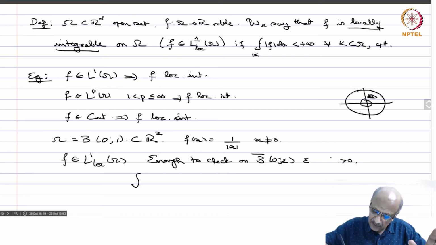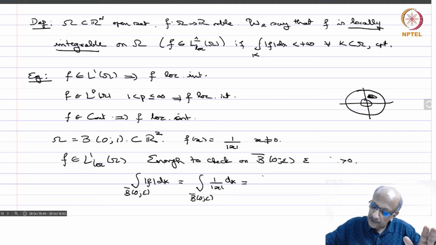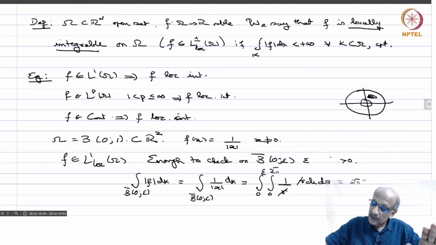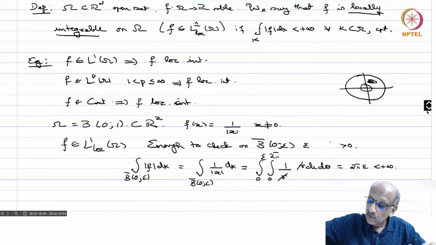So let us integrate this. The integral over B closure (0, epsilon) of mod f dx is equal to the integral of 1 by |x| over B closure (0, epsilon), and I'm going to use polar coordinates. So this is equal to the integral from 0 to epsilon, integral from 0 to 2 pi, of r dr d theta, that is what dx = dx1 dx2 will become, and then you have to put 1 by r, and the beauty is that this r gets cancelled, so you just get 2 pi times epsilon, which is always finite. Okay, so this is a function which is unbounded and which is locally integrable.